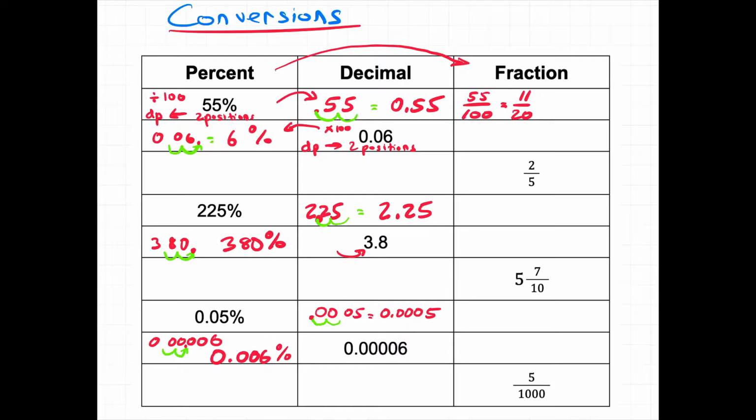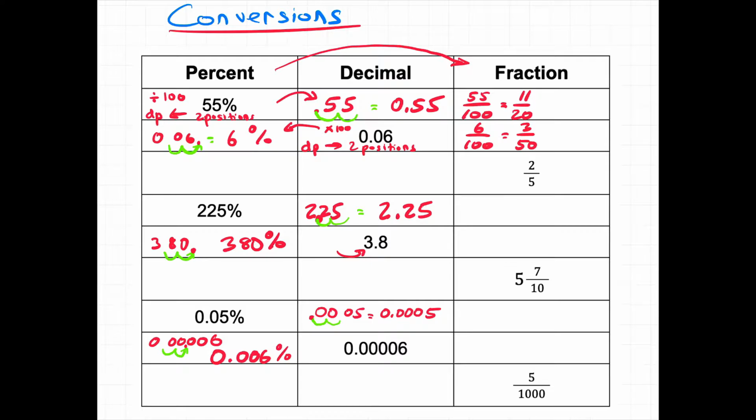Okay, let's take a look at the next one, which is 6% on line number 2. So 6% again would be 6 out of 100. Both those numbers end in an even number, so we know 2 can divide in there. 6 divided by 2 is 3, and 100 divided by 2 is 50. So 6% is equivalent to 3 out of 50.